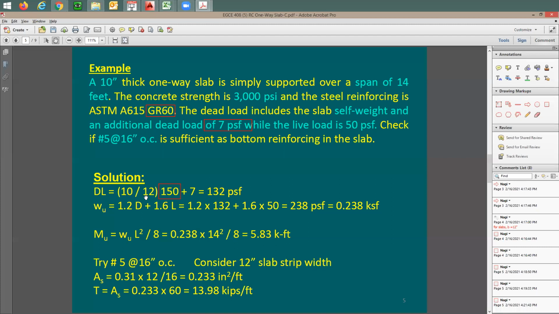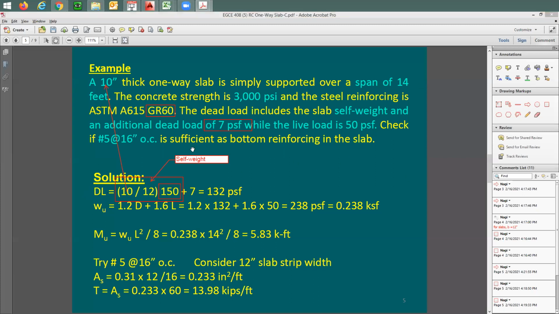I'm going to say here 10 over 12. Take the slab thickness, divide by 12 to put it in feet, multiply by 150. With that, this weight here is going to be the self weight of the slab in PSF. Then you add 7 PSF to it. It's going to be that simple. So you end up with 132 PSF. This is going to be your dead load.